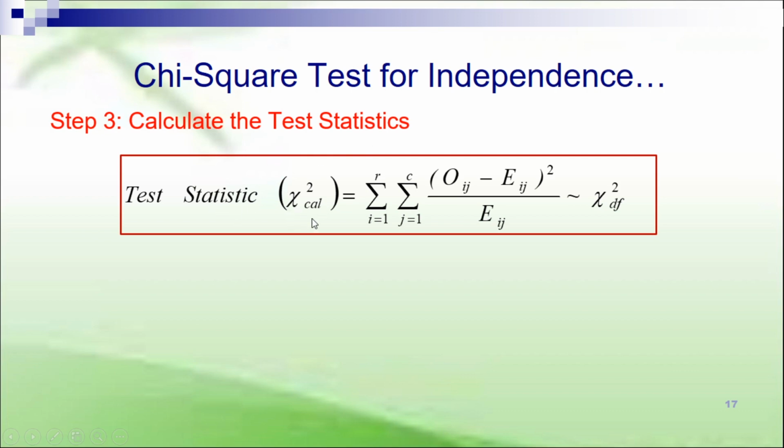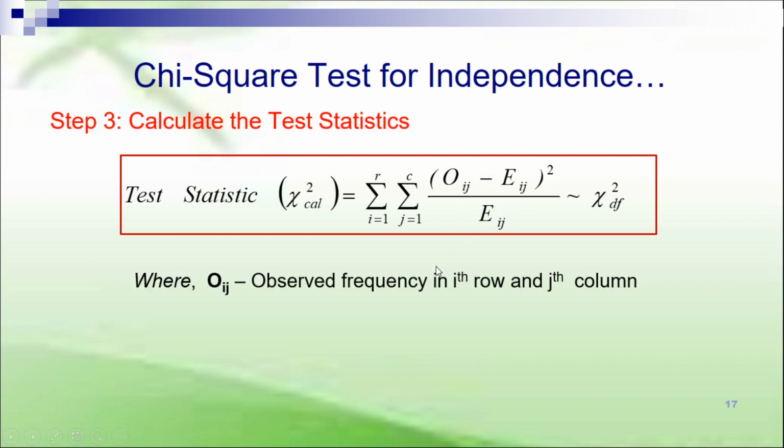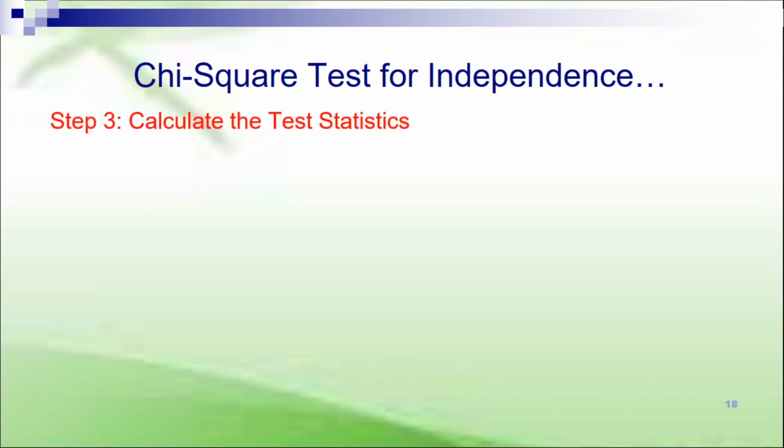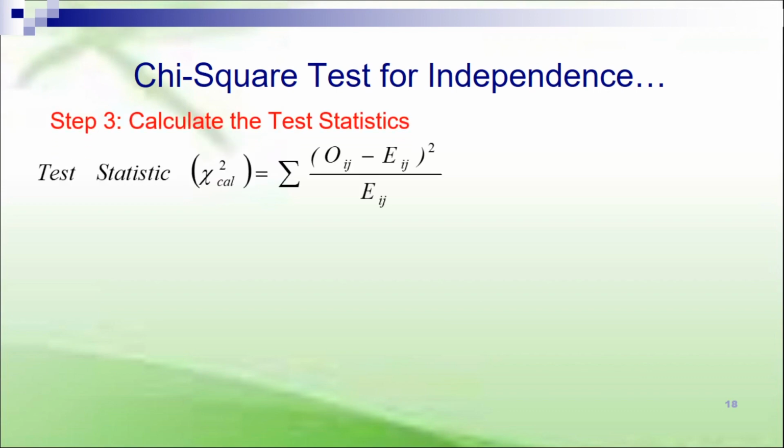Here the test statistic is defined as a sum over this calculation. That means first we need to subtract the expected frequency of a particular cell from the corresponding observed frequency. Then we square this difference and divide that value by the corresponding expected frequency. We take the summation over all the cells. Once you do the example, you can clearly understand the process. In a simple way, we can say the test statistic follows the chi-square distribution.